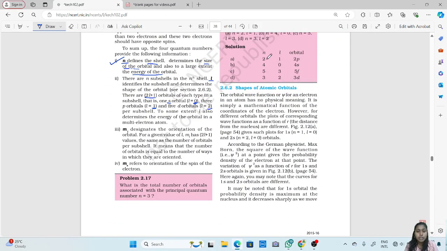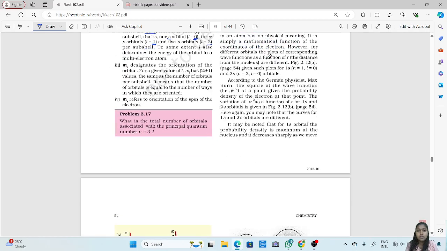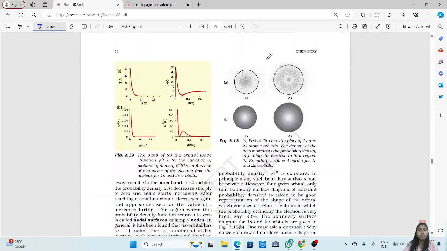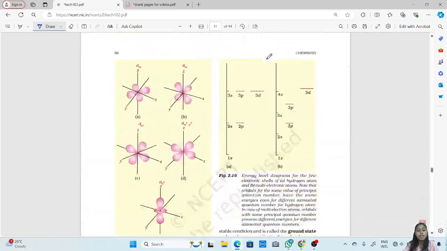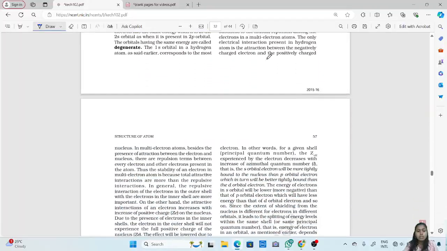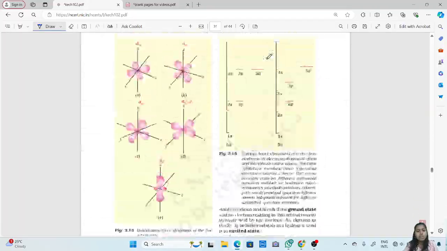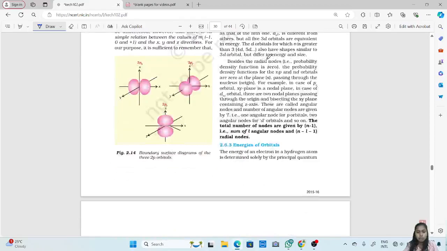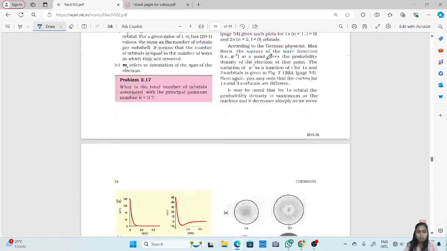So this is what we have seen today. In our next class, we'll see the shape of the atomic orbitals and the filling of these atomic orbitals, even the energies of the orbitals.